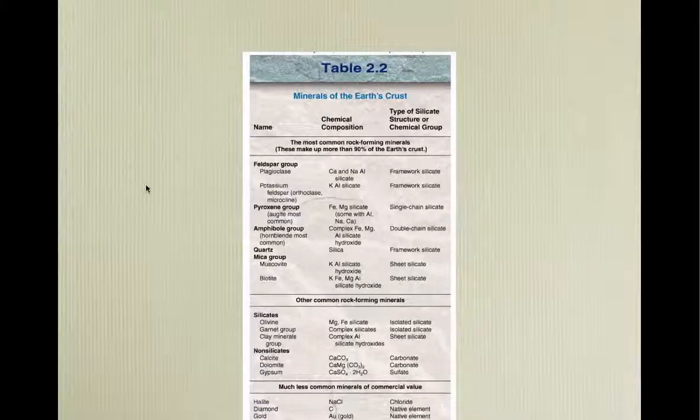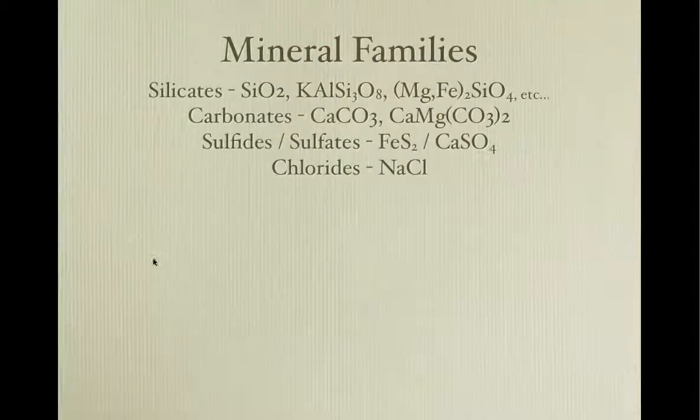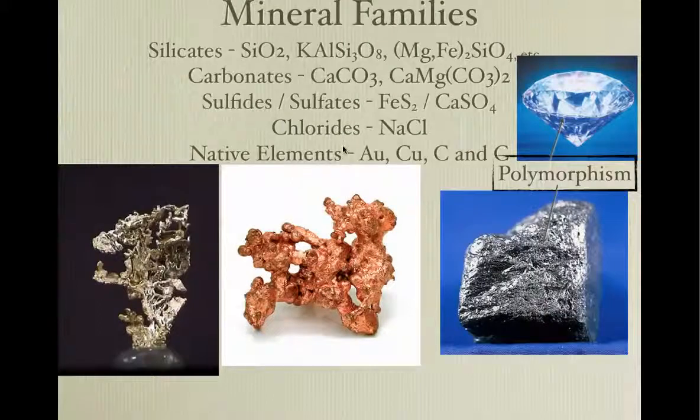Now again, here are the major groups of minerals. You've had the feldspar group, which are all silicates. You have the amphibole group, which is really dark and it's silicates, and the quartz and mica group, which are all silicates. We don't care about that one. That one's ugly. So we have the silicates, carbonates, sulfides, and chlorides.